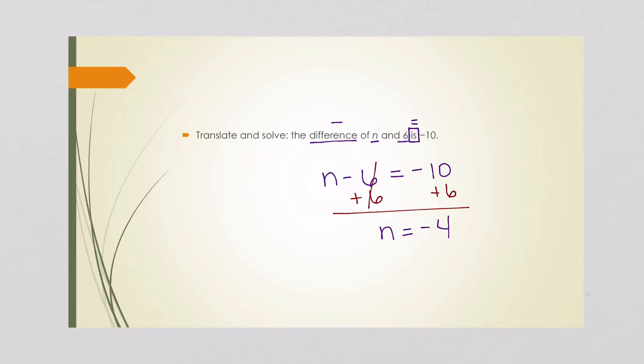So now I can check this work. Negative 4 minus 6, does that equal negative 10? So I could do change. Now signs are the same. Add the numbers together. Keep that sign. Negative 10 does equal negative 10. So this is the solution.